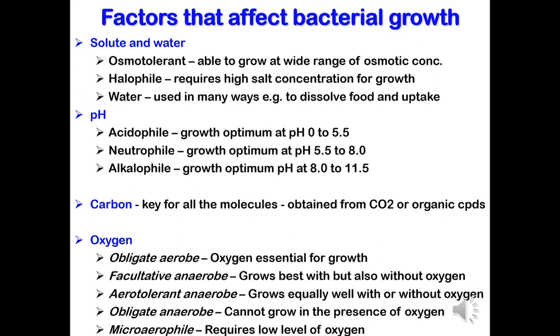Okay, and then the next factor we'll talk about is oxygen. So different bacteria have different relations with oxygen. So obligate aerobes, with these bacteria, they need oxygen for growth. Okay, it's essential. Then we have the facultative anaerobes. Okay, so they grow best in oxygen, but they can grow without oxygen. Then we have the aerotolerant anaerobes, and these can grow equally well with or without oxygen.